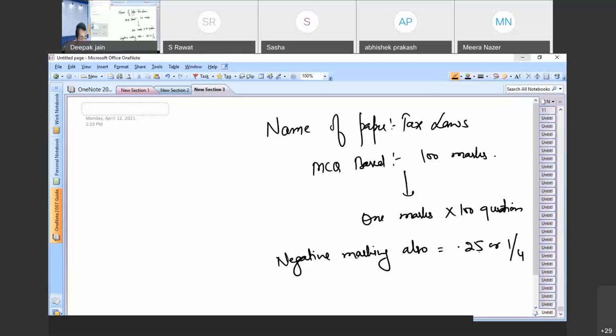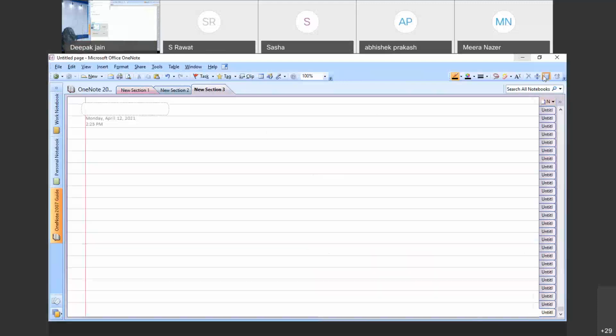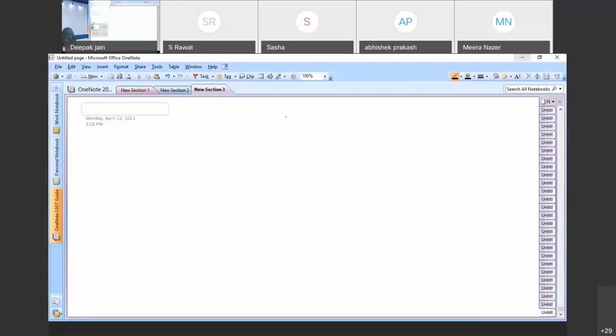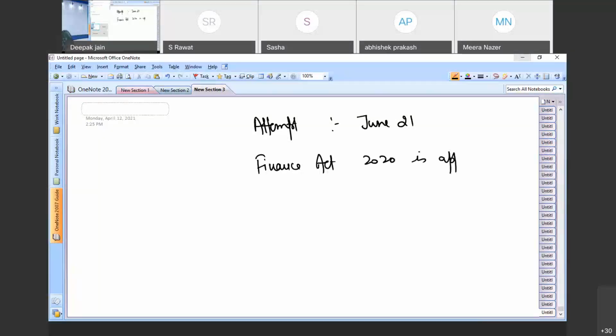So Tax Law is the name of the paper, 100 marks, completely MCQ based. 100 questions will be there, 1 mark each for positive, and for negative there would be 0.25. First I am taking the major amendments from Finance Act 2020. As far as your attempt is concerned, your attempt is in June 21. As far as June 21 is concerned, Finance Act 2020 is applicable.